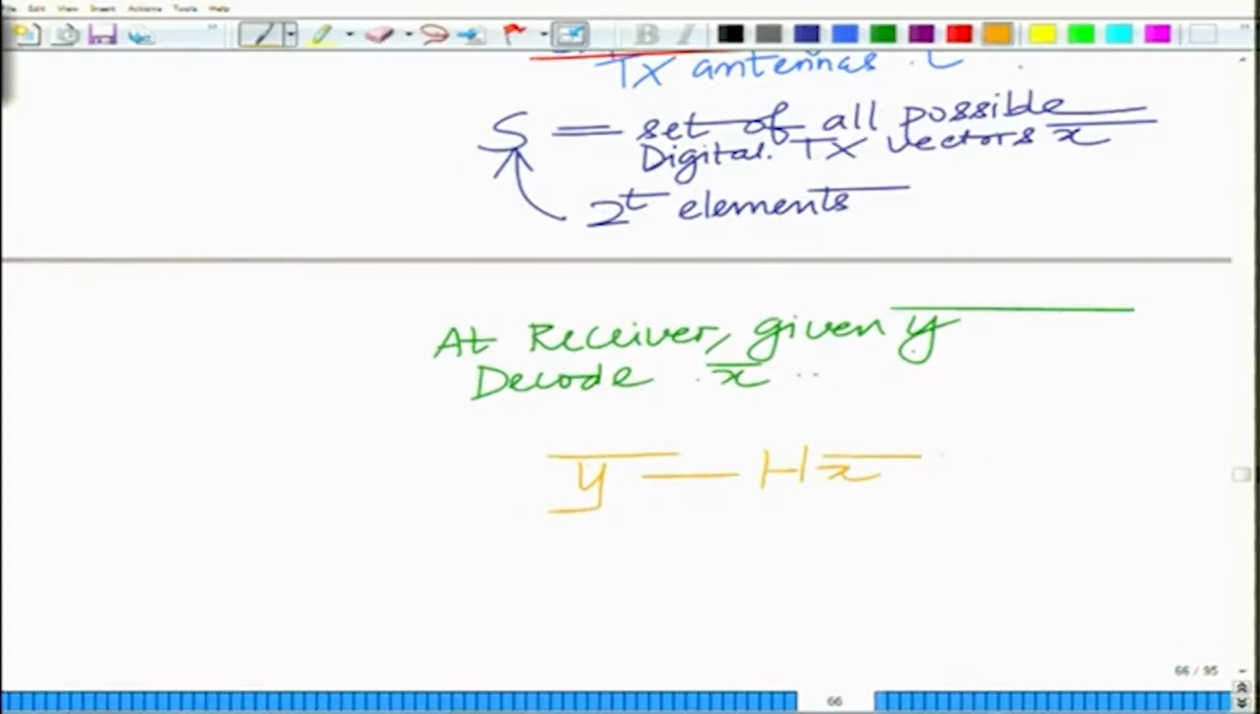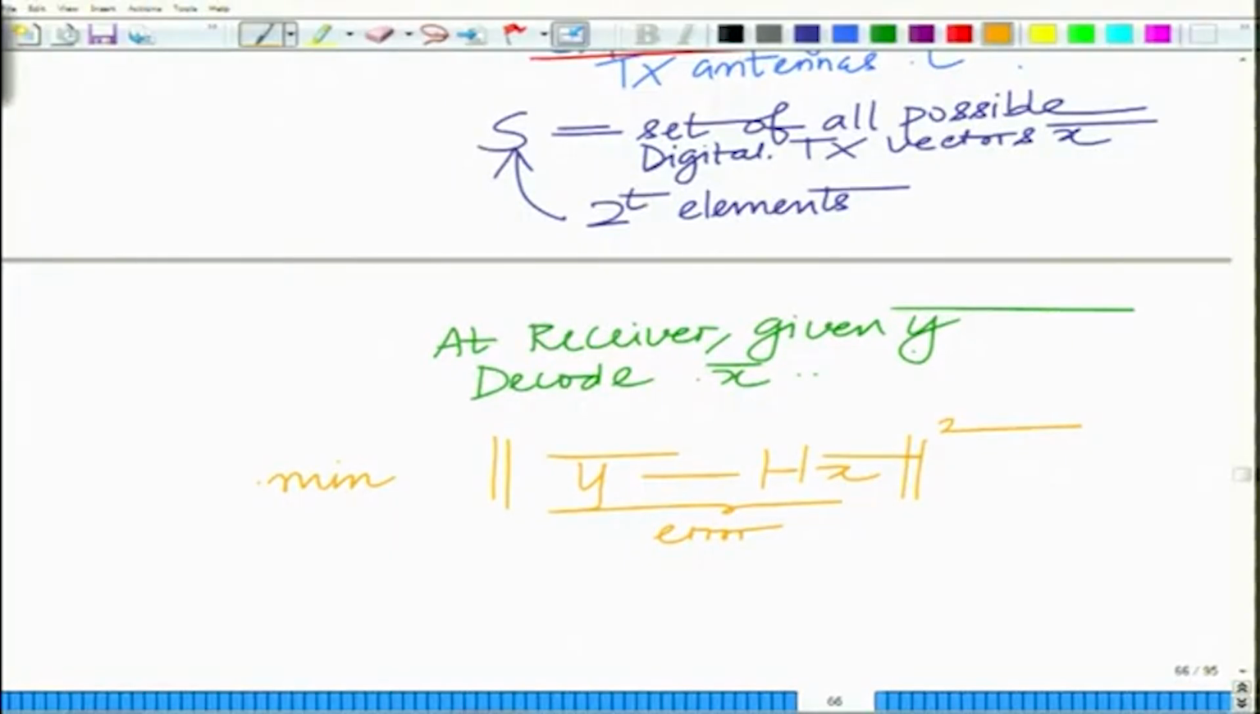the ML decoder. You look at the error y minus h x bar, take the norm square of the error, and you find the vector x bar which minimizes the norm square of the error. That is known as argmin.